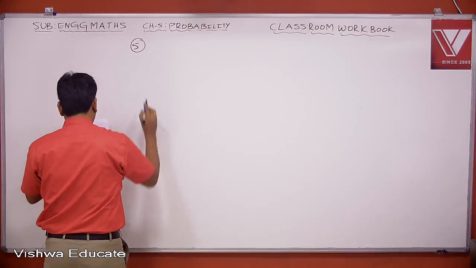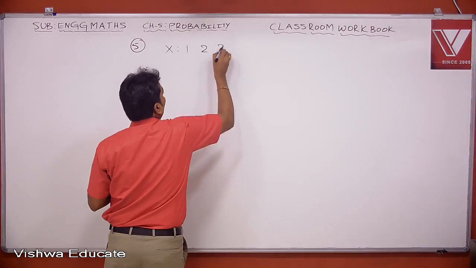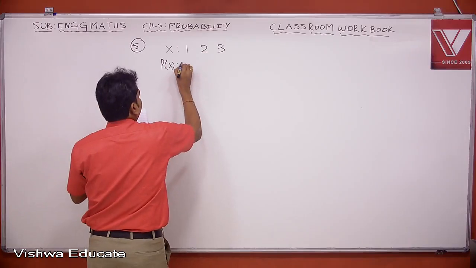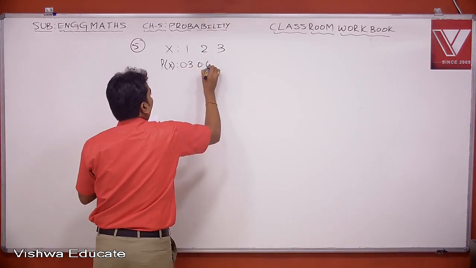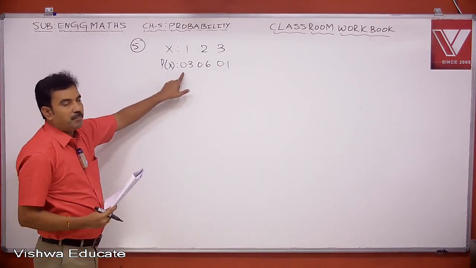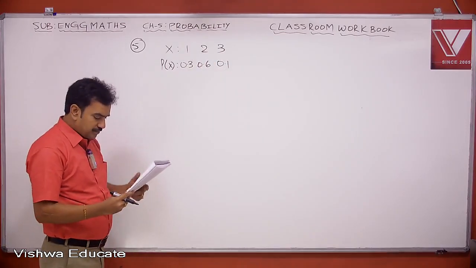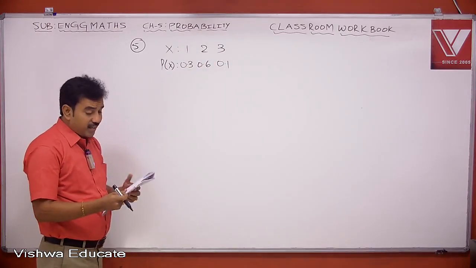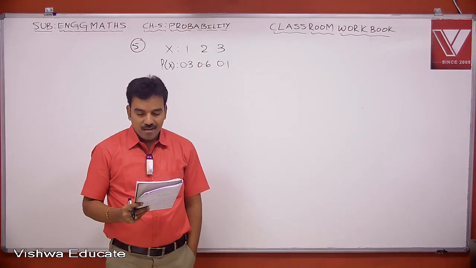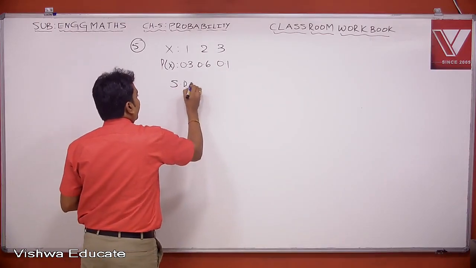Question number 5. Given the following data, x values are 1, 2, 3. P of x values, probabilities like this: 0.3, 0.6, 0.1. So the PDF is given like this: P of 1 is 0.3, P of 2 is 0.6, P of 3 is 0.1, where x is a discrete random variable and P of x is the probability distribution function. The standard deviation of x is, so we need to find standard deviation of x.